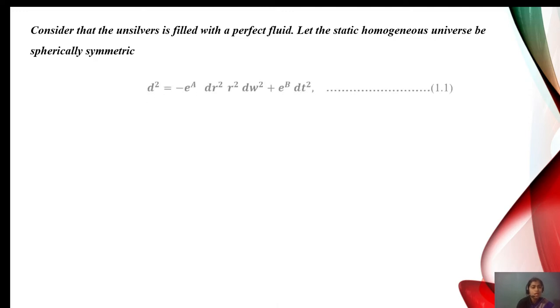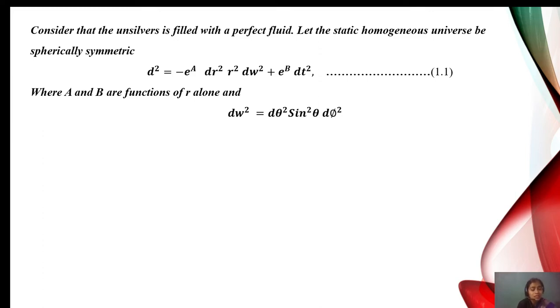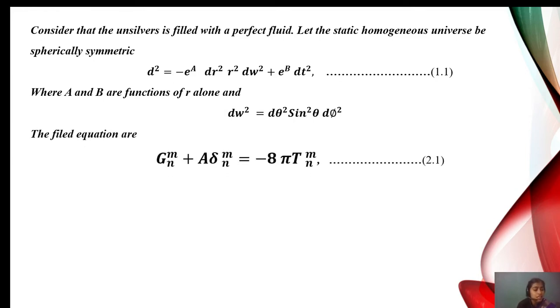Consider that the universe is filled with a perfect fluid. Let the static homogeneous universe be spherically symmetric, given as ds² = -e^a dr² - r² dω² + e^b dt². This is equation one, where a and b are functions of r alone, and dω² = dθ² + sin²θ dφ². The field equations are considered as G_n^m = -8π T_n^m.